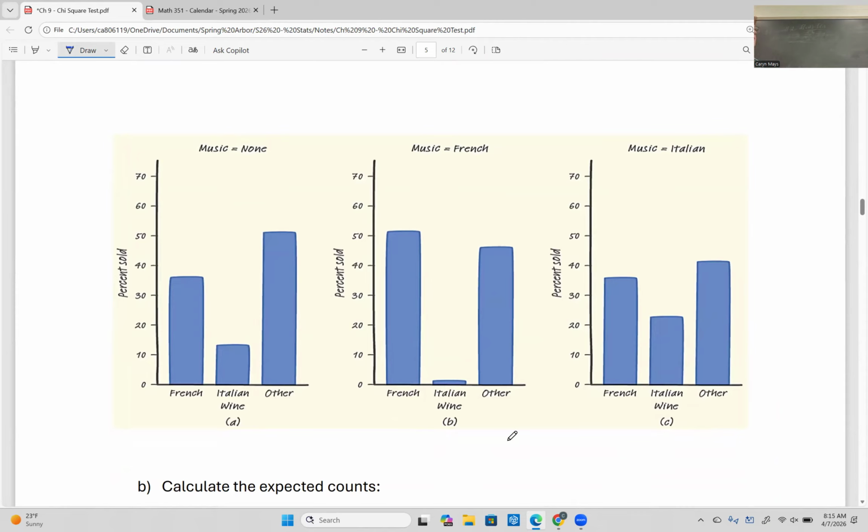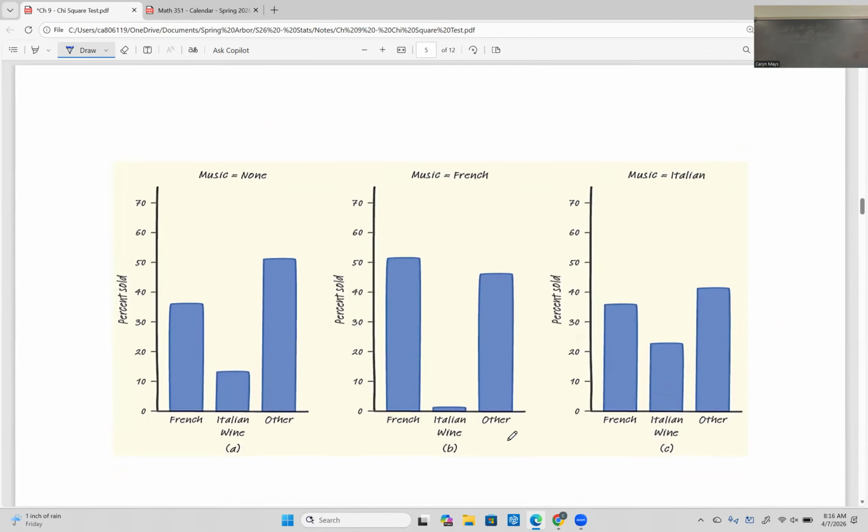Pointing that out a little bit stronger. Again, like I said, Italian wine across the board is our lowest. But the distribution still seems to be approximately the same across the music. Kind of similar shapes going on. The chi-square test helps us actually determine what is happening here more than just our eyes visually can see.